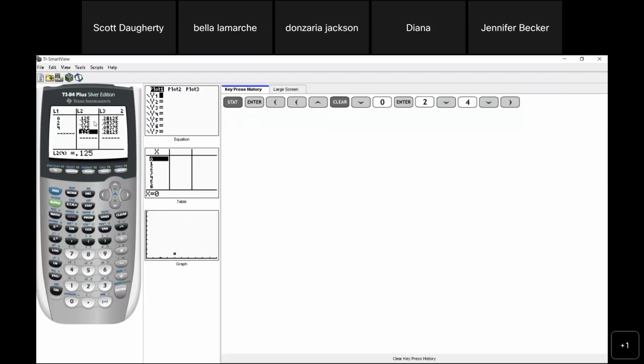Now, I do have some data in L2 and L3, but you could leave it in there if you want. To be cleaner, I'm going to clear them out. We don't need those.